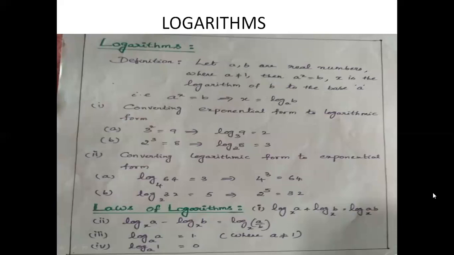The third one is log a to the base a is equal to 1. That means logarithm of any number to the same base, its value is always 1, where a is not equal to 1. Fourth one is logarithm of 1 to the base a is equal to 0. That means logarithm of unity to any base, its value is always 0.